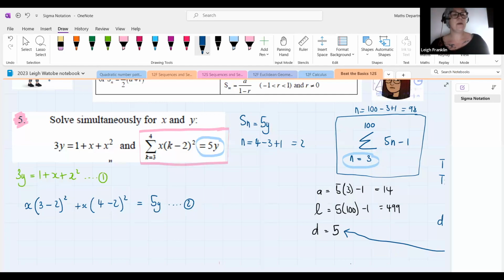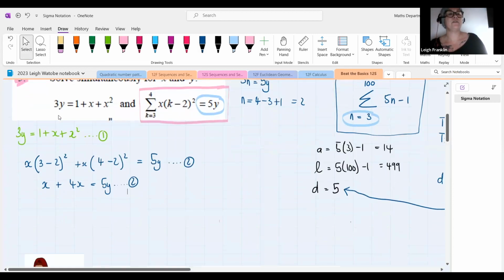Okay, so 3 minus 2 is 1. So 1 squared would be 1x. 4 minus 2 would be 2. 2 squared is 4. And that is equation number 2. Well done, Sinenhlanhla. You saw that straight away.